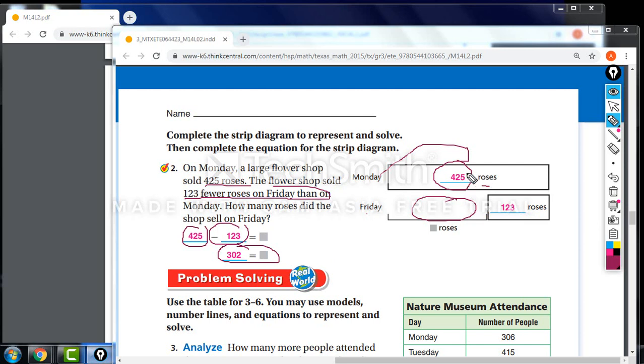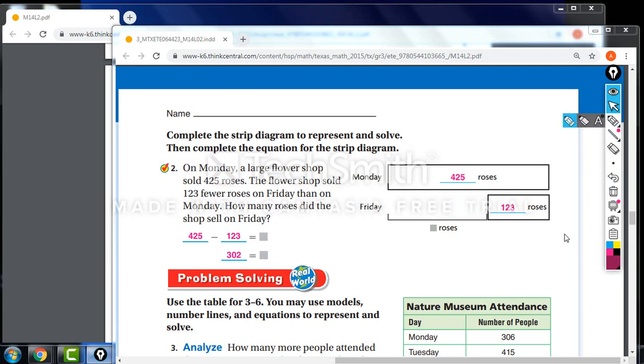Notice I know how many total roses were sold. I know how many fewer were sold on Friday. So if I have these two pieces of information, I can get that one. That should have been easy for you. Let's take a look at the next one.